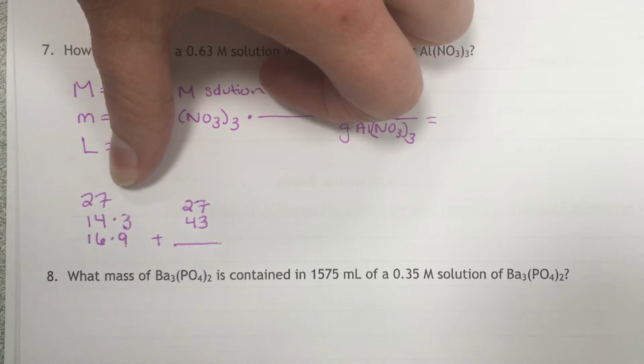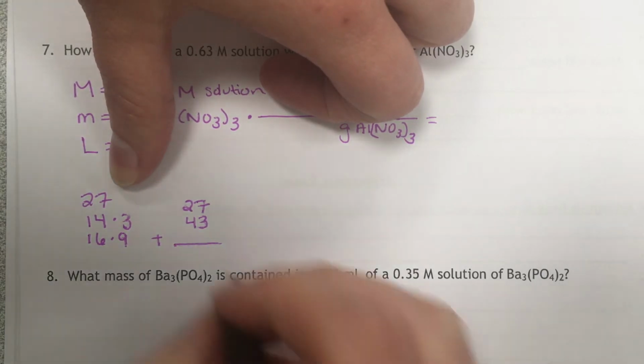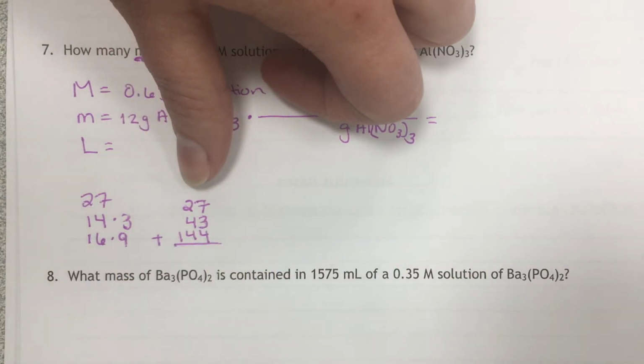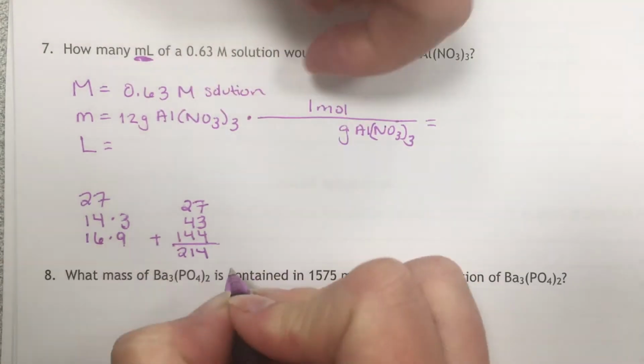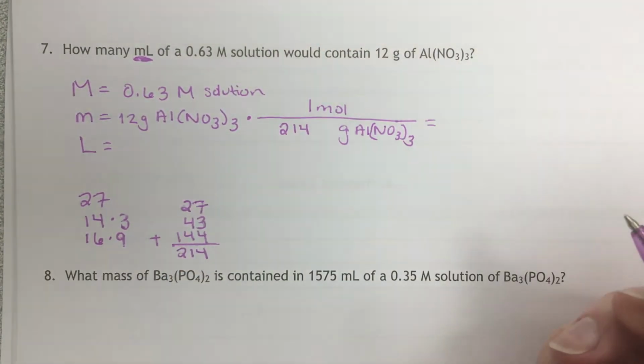16 times 9, 144. And then you add them all together. So we have 144 plus 43 plus 27, and we have 214. Okay, so here we'll go 214 grams.